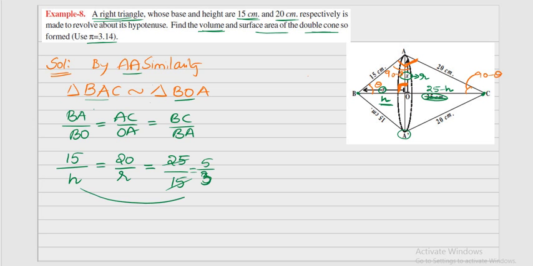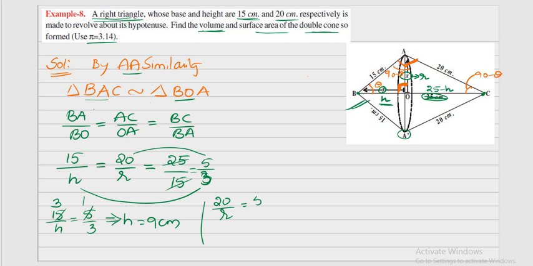Now on comparing these terms, we are going to get the values of H and R. From this, 15 by H is equal to 5 by 3. In the numerators 5 goes 1 time and 5 goes 3 times, so when I do cross multiplication, the height is nothing but 9 centimeters. So the height of this particular cone is 9 centimeters, right? Next, one more thing: 20 by R is equal to 5 by 3.